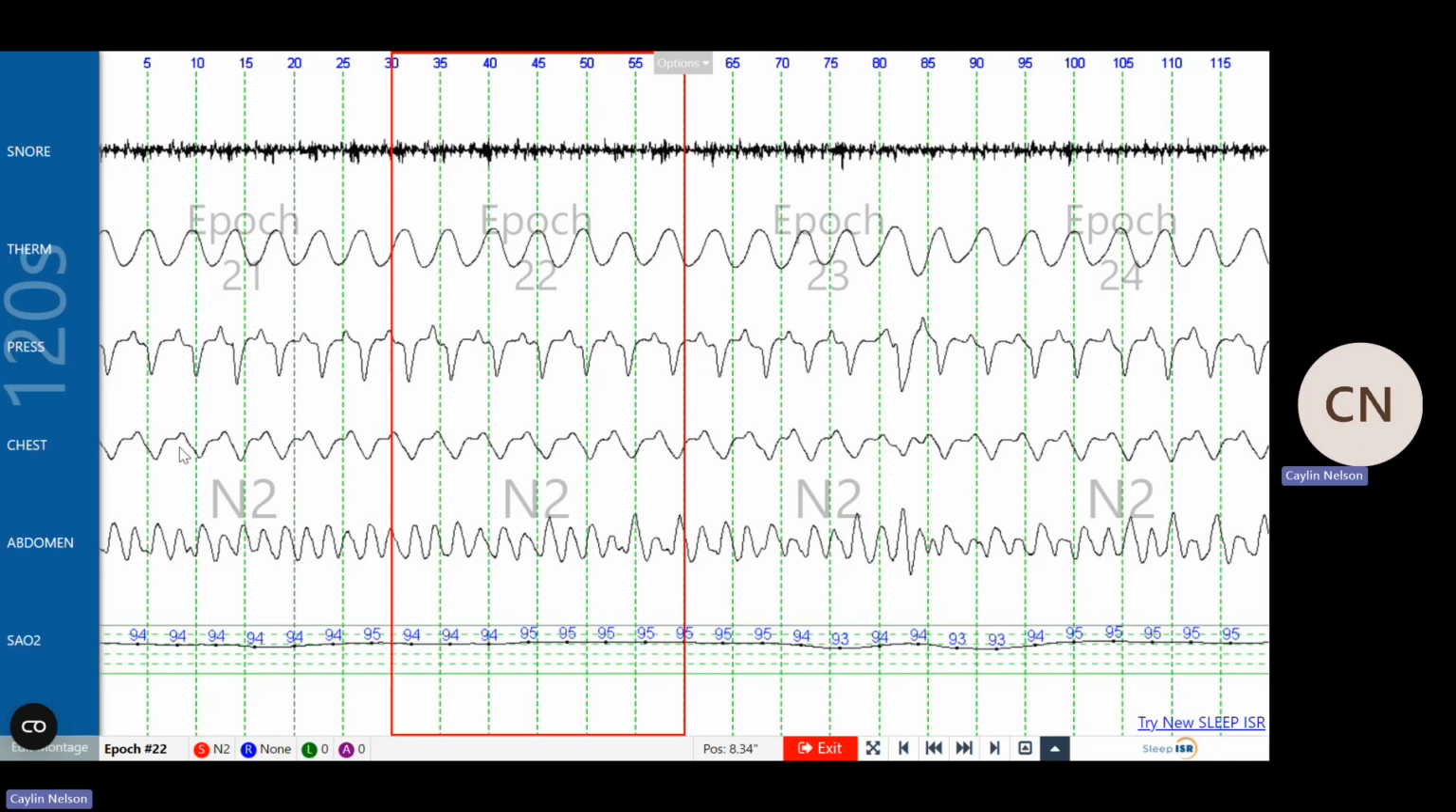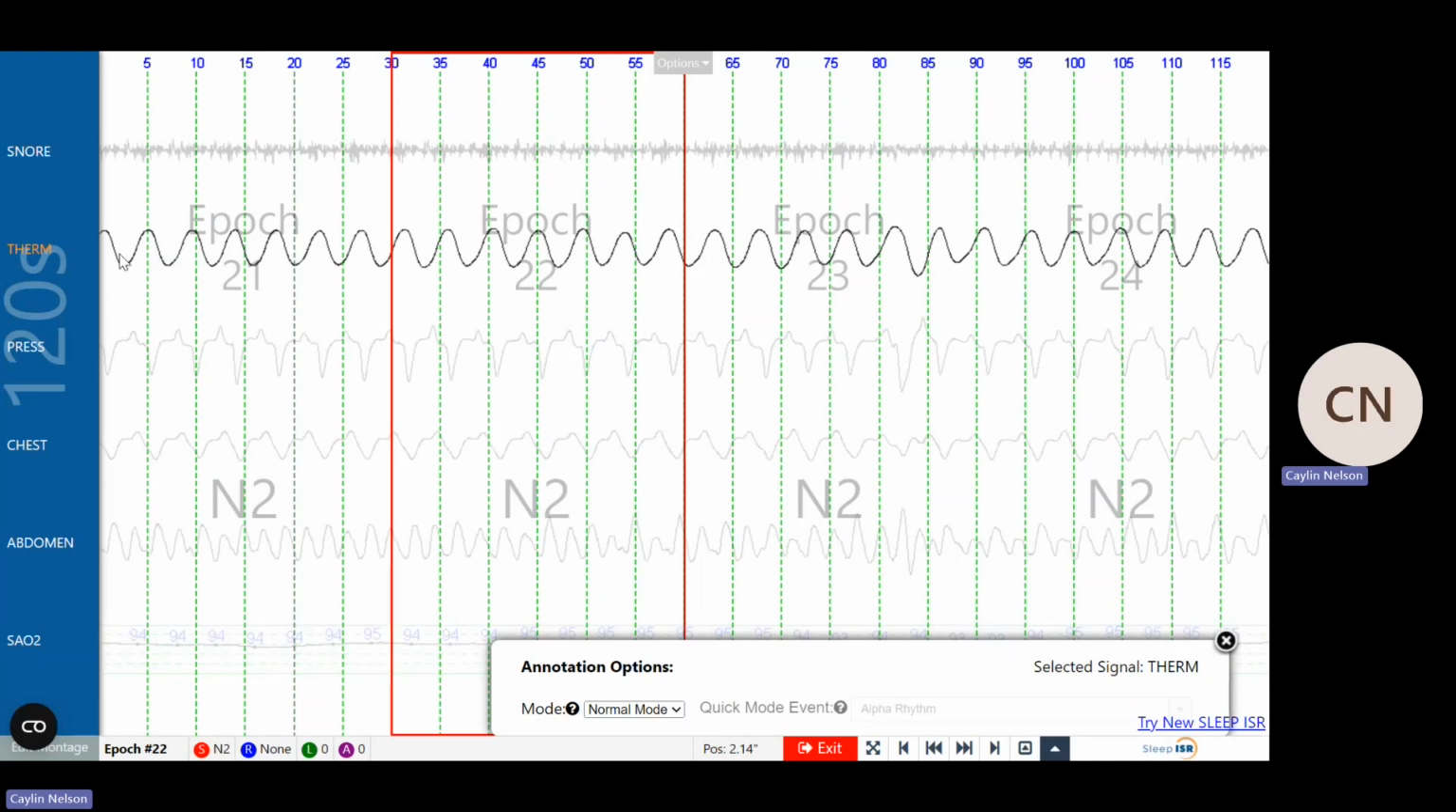One thing, in this case we actually don't score any of the RERAs, respiratory effort-related arousals, because we are basing all of this on the AHI. AHI being the apnea-hypopnea index. So how many apneas or hypopneas are you having per hour? When it comes to RERAs, that's calculated in what's called the RDI, your respiratory disturbance index, same where snoring will be at.